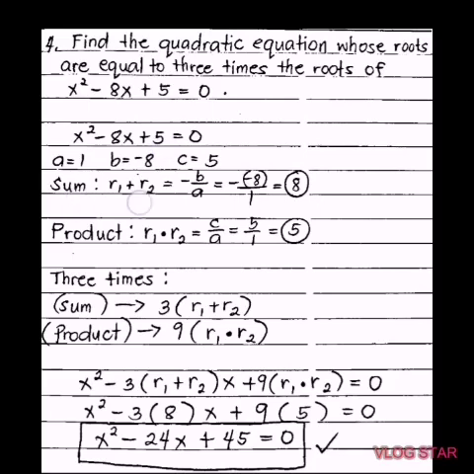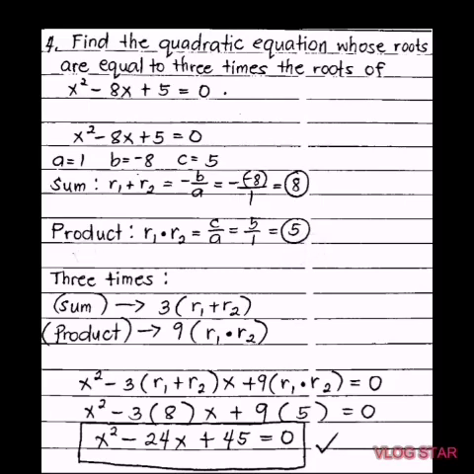Okay, the sum is represented by r sub 1 plus r sub 2 equals negative b over a. Equals the negative here for the formula, and then the value of b, which is negative 8, over 1, which is the value of a. So negative times negative 8 is positive 8. Therefore, the sum is 8. For the product, represented by r sub 1 times r sub 2 equals c over a. The value of c is 5. The value of a is 1. So that is 5 over 1 equals 5. Thus, the product now is 5.